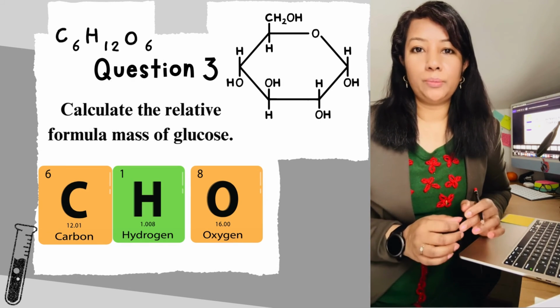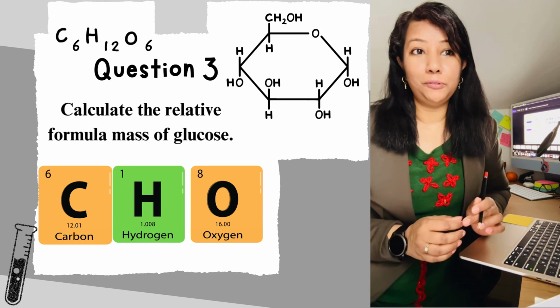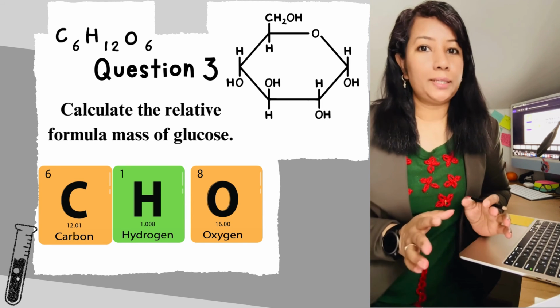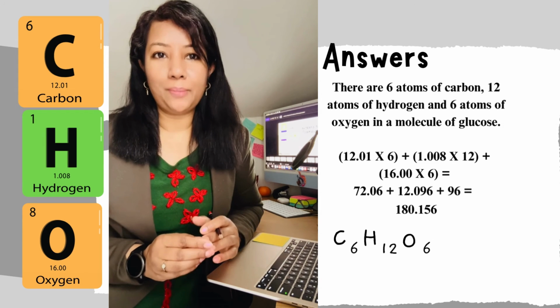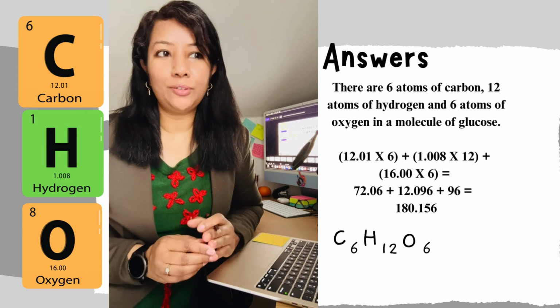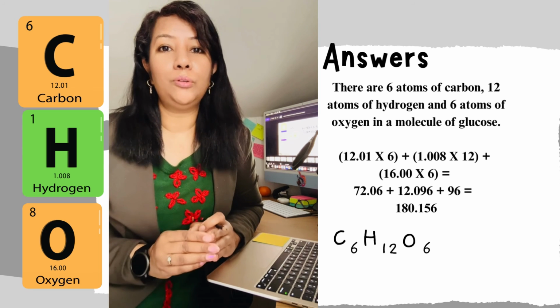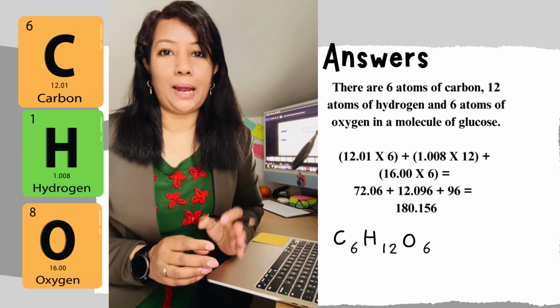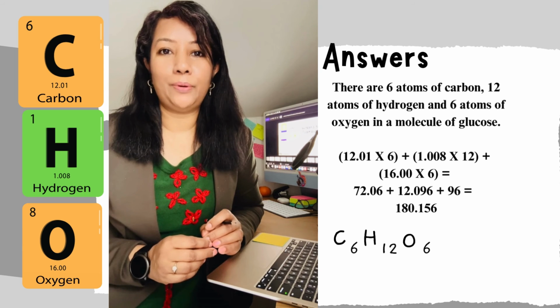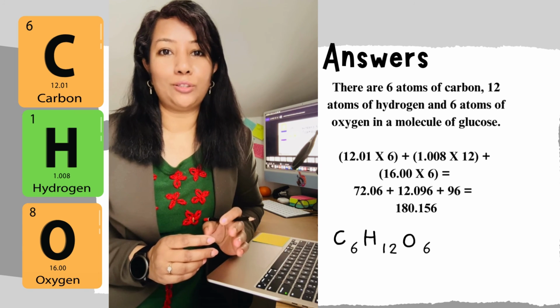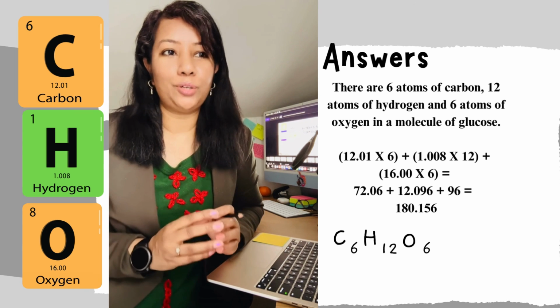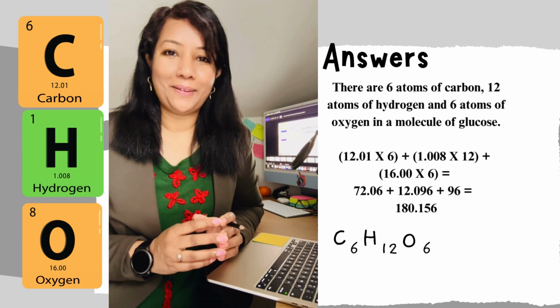All right, guys, now I'm going to talk about the relative formula mass of glucose. There are 6 atoms of carbon, 12 atoms of hydrogen, and 6 atoms of oxygen in a molecule of glucose. So we need to multiply: 6 carbon, 12 hydrogen, and 6 oxygen. So we'll multiply and add together, and then we'll get that.